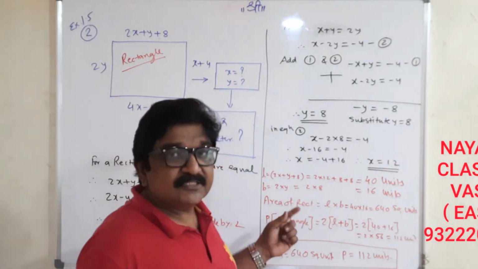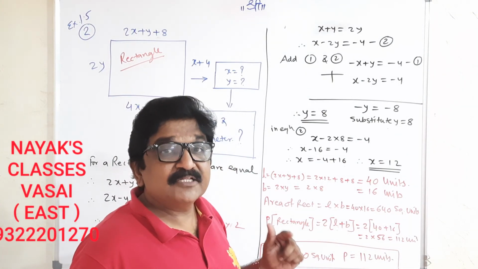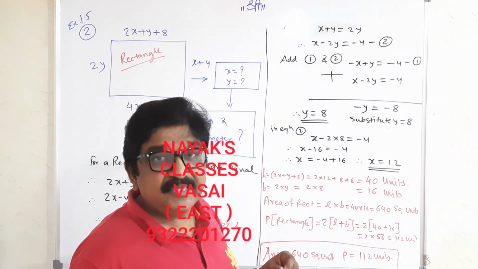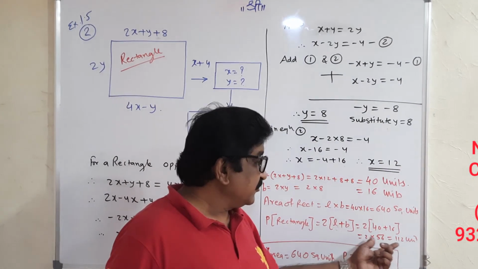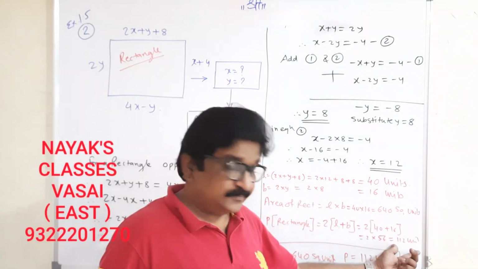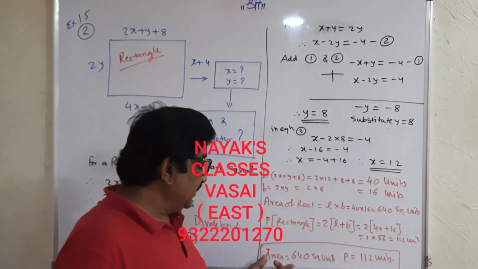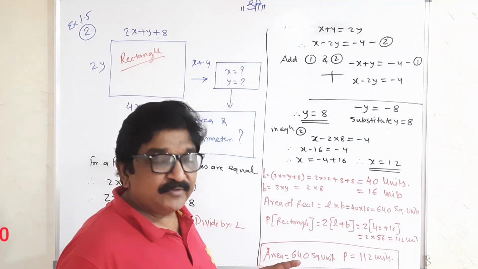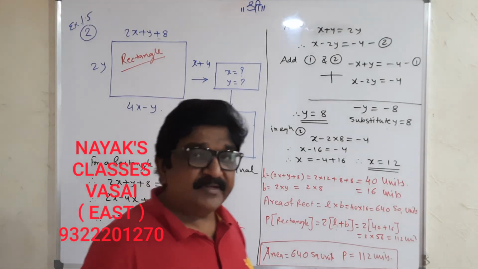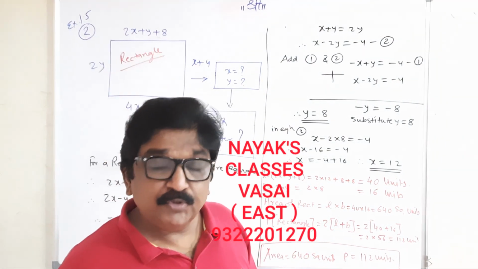And perimeter is 2 into bracket L plus B, where L is length and B is breadth. So putting these values, we got 112 units. And the final answer is: area of the given rectangle is 640 square units and perimeter is 112 units.